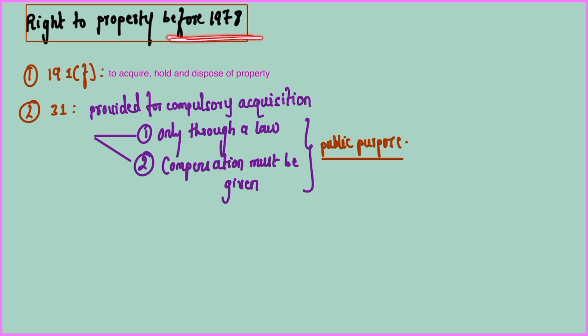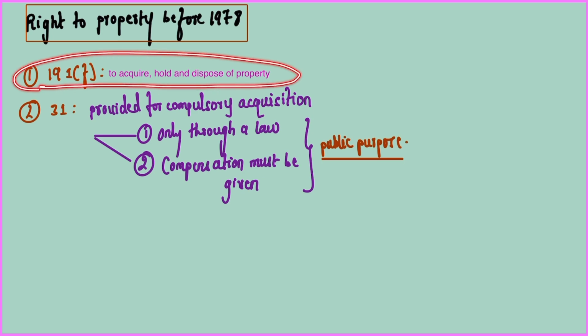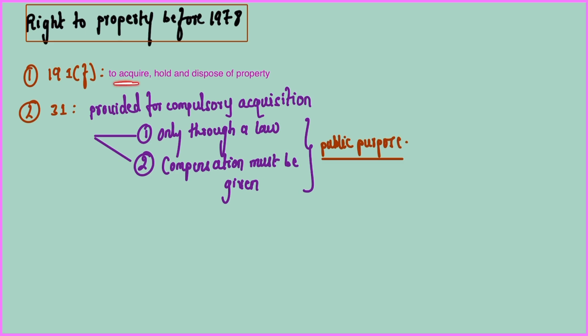But before 1978, before the 44th Constitutional Amendment Act, there was right to property in the Indian Constitution, and that was a fundamental right. And which were the articles which gave this right to individuals? Article 19, right? In Article 19, there was one article called Article 19(1)(f). This article gave fundamental right to property to every individual in India. What did it say? It said that every individual has right to acquire, hold, and dispose of property.